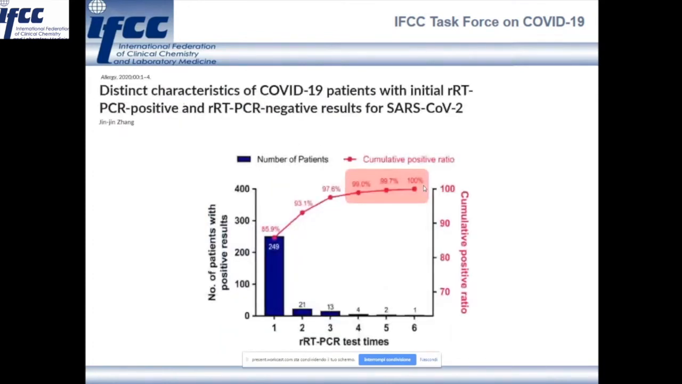In this interesting study, for example, Zhang and colleagues reported that the sensitivity of RT-PCR for detecting SARS-CoV-2 in nasal and oropharyngeal specimens is directly related to the number of samples collected and tested, increasing from 86% with one single test to 93% with 2 consecutive tests, and finally reaching a value of 100% only after the 6th consecutive test.